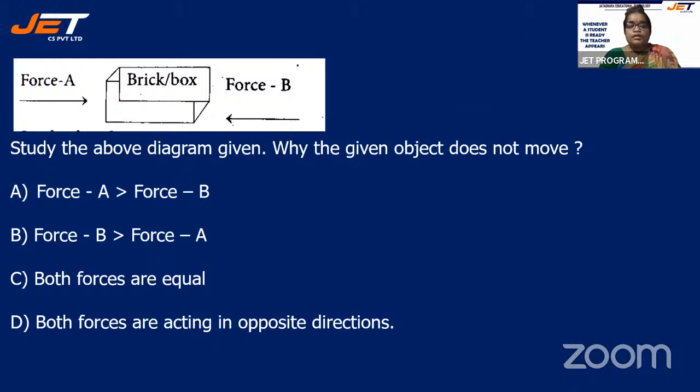Next one. Study the above given diagram. Why the given object does not move? Looking above, you see force A from one side and force B from the other side on a brick or box. Right? Suppose the box is like this. Pressure is applied like this, and pressure is applied like this as well. So why does the given object not move? Why doesn't it move?